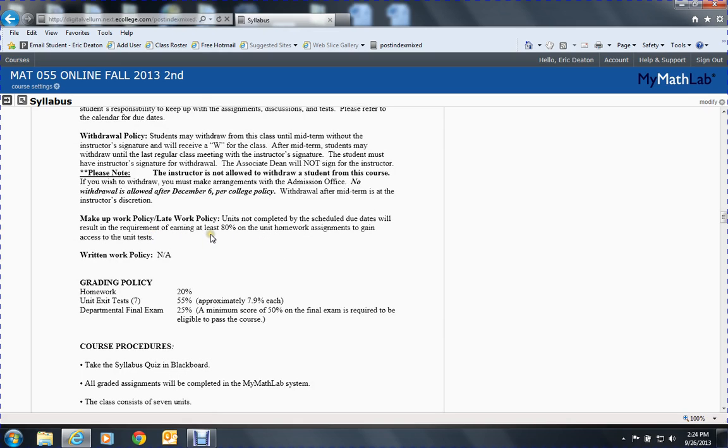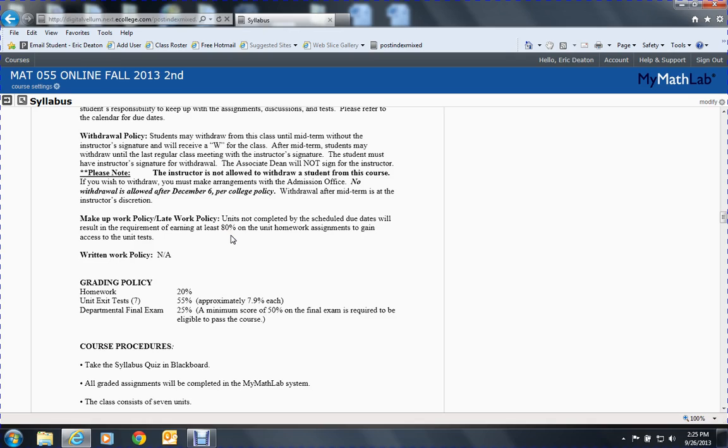We do have deadlines for every assignment. If you do miss a deadline, or in other words, if you don't complete a unit on time or take the unit test on time, instead of the homework, which is normally set at 70% being required, you have to make 80% to gain access to the unit test after the due date. So, as of right now, the homework assignments are set at 70% to go from one assignment to the next.